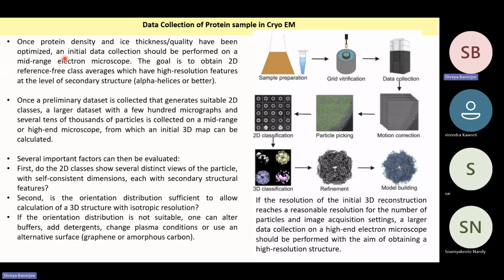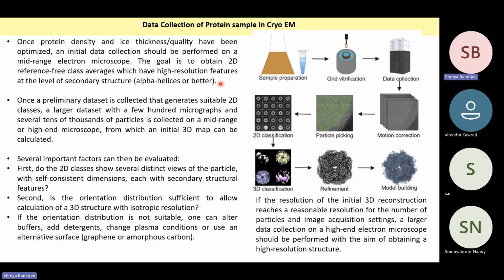Now about the data collection. Once the protein density and ice thickness or quality have been optimized, an initial data collection should be performed on a mid-range electron microscope. The goal is to obtain 2D reference-free class averages which have high resolution features at the level of secondary structure, that is alpha helices or better.